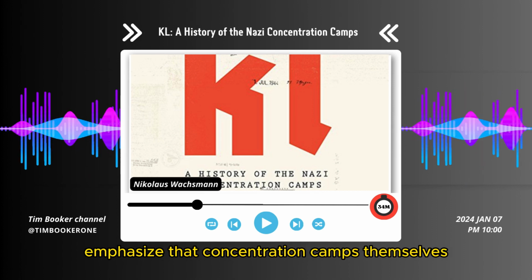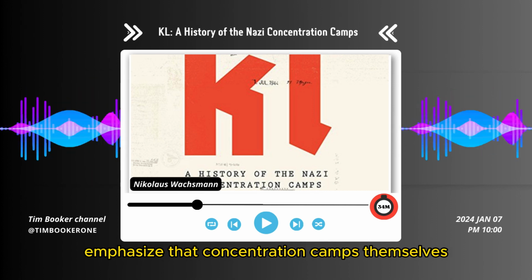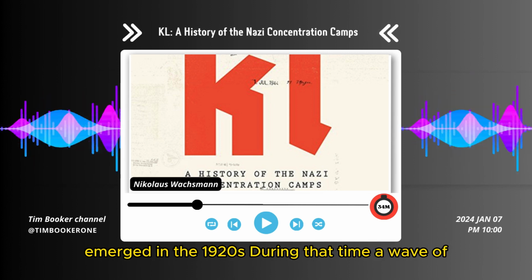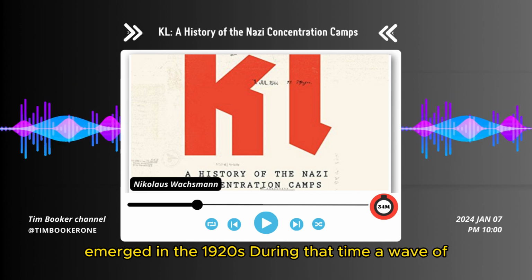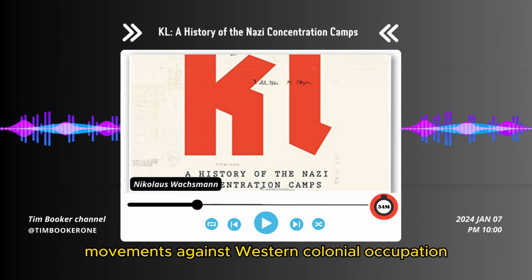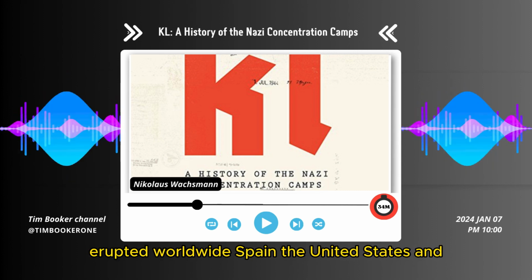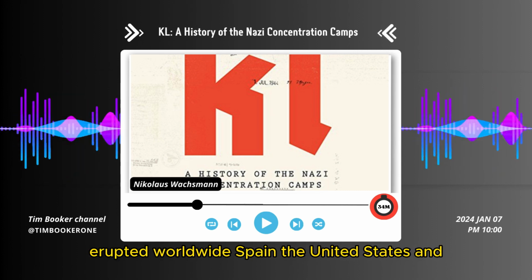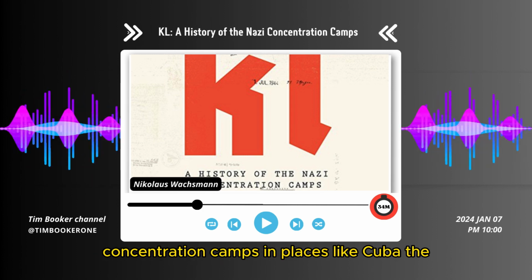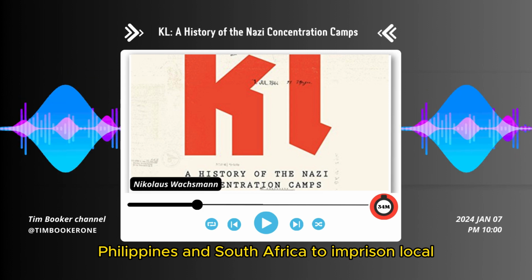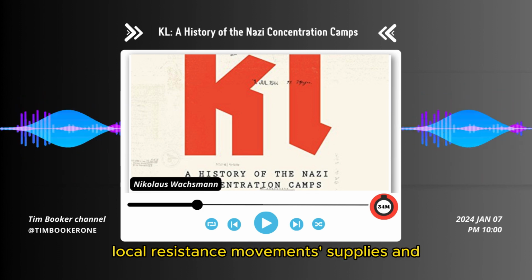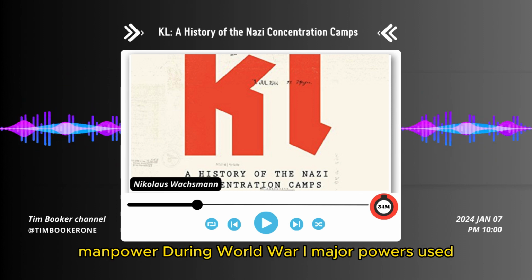Nevertheless, it's crucial to emphasize that concentration camps themselves weren't a Nazi invention. The earliest versions emerged in the 1920s. During that time, a wave of anti-colonial struggles and liberation movements against Western colonial occupation erupted worldwide. Spain, the United States, and the United Kingdom, among others, established concentration camps in places like Cuba, the Philippines, and South Africa to imprison local civilians, manage them centrally, and cut off local resistance movement supplies and manpower.